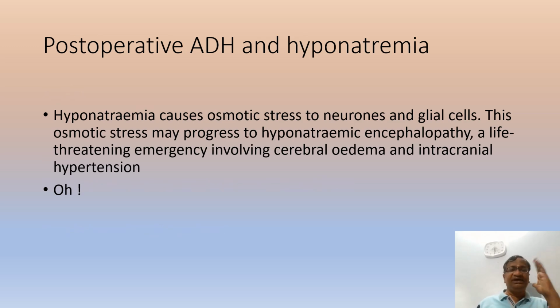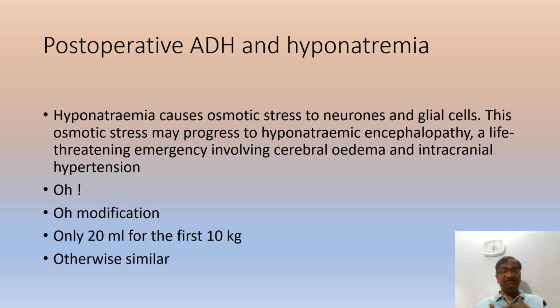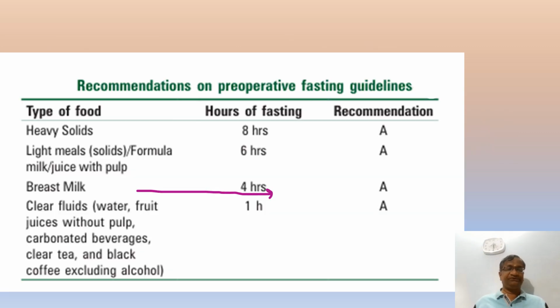Postoperative ADH and hyponatremia. There was a problem with hyponatremia causing osmotic diuresis, progressing to hyponatremic encephalopathy. So that is why we wondered, what happens? Then one fellow modified it: only 20 ml for the first 10 kg, instead of the 4-to-1 formula, keep it as a 2-to-1 formula. This was the post modification.